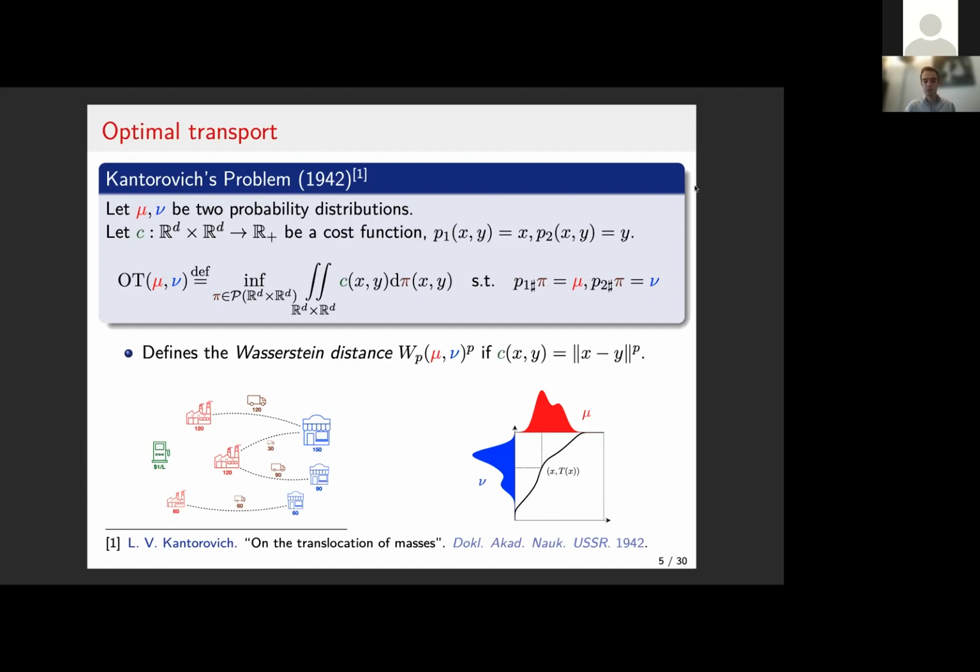I hope this answers your question. Definitely, it's probably not impossible to do something in the primal, but the dual seemed more amenable in our case. Okay, thank you.